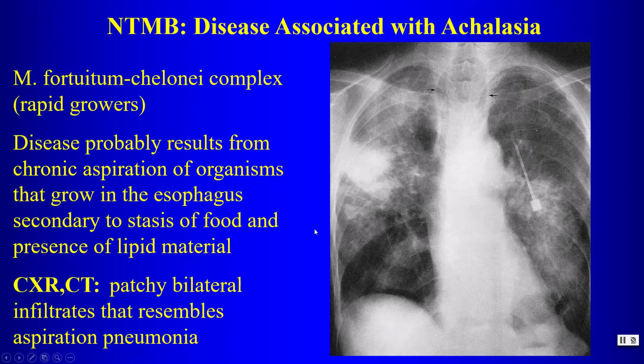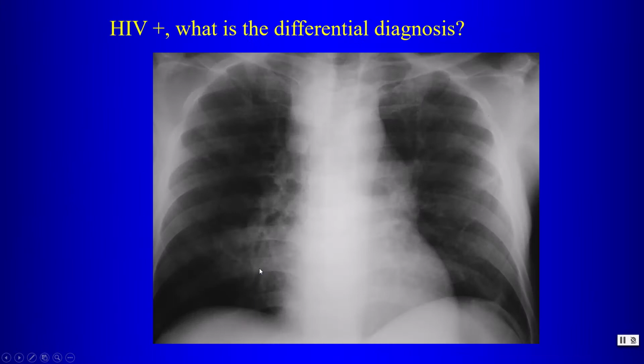Well, this is the Mycobacterium fortuitum or chelonae complex, or the rapid growers. So what happens here is that the organisms can grow within the dilated esophagus, and then of course the patient is at risk for aspiration because of the achalasia, and the organism gets into the lungs. So this can give you lung disease here from atypical mycobacterial infection associated with achalasia. And these tend to be the rapid growers, Mycobacterium fortuitum, chelonae complex.